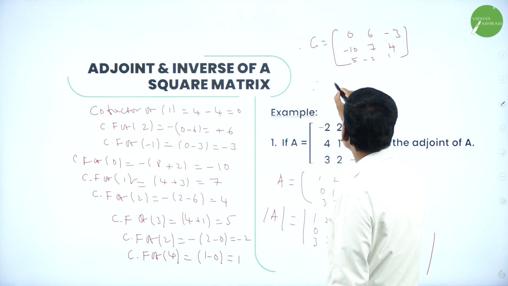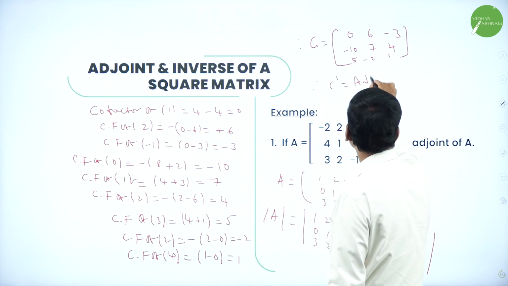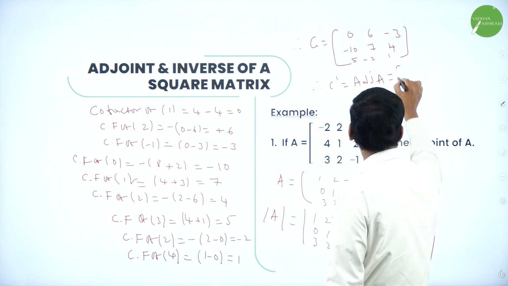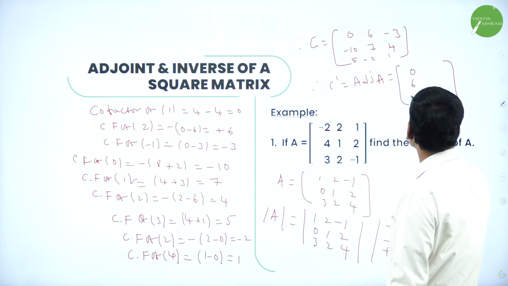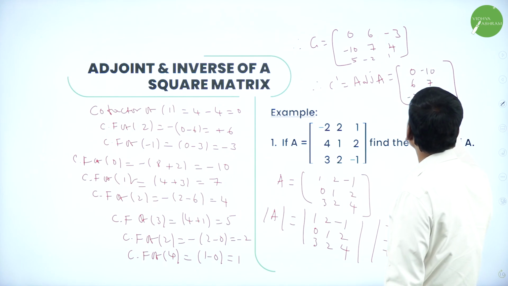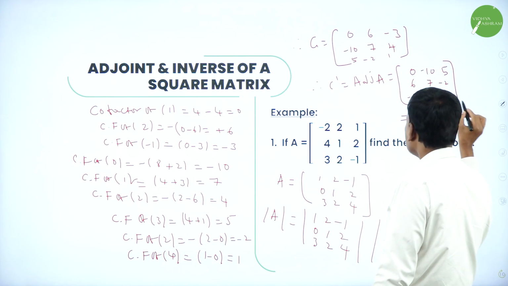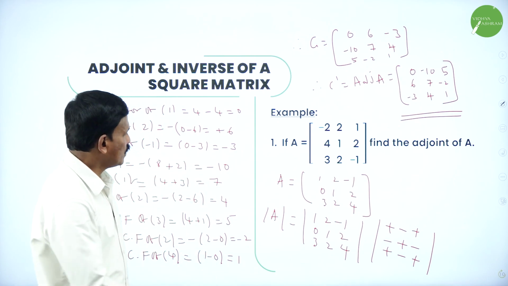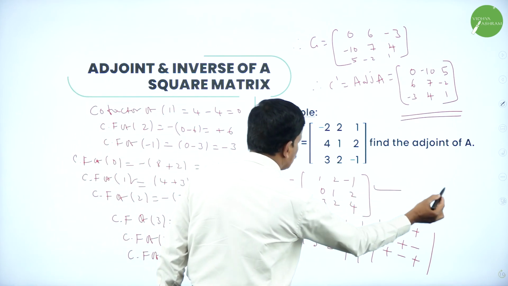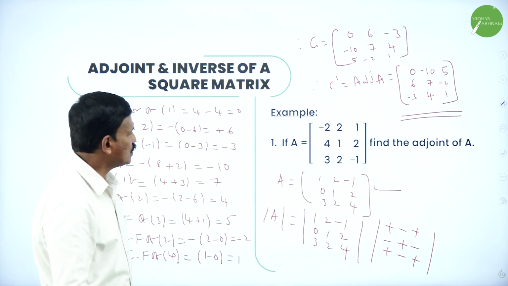So therefore, C dash is nothing but the adjoint of A, the transpose. You transpose this: 0, 6, minus 3, minus 10, 7, 4 and 5, minus 2, 1. This is the adjoint for the given matrix A is equal to 1, 2, minus 1, 0, 1, 2 and 3, 2, 4.